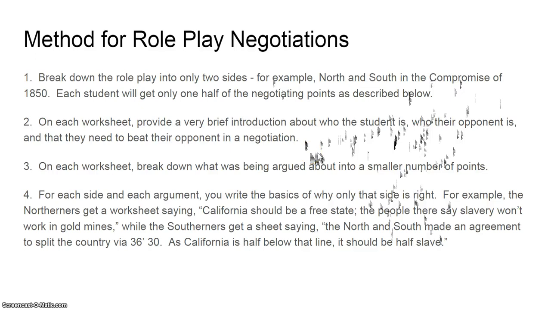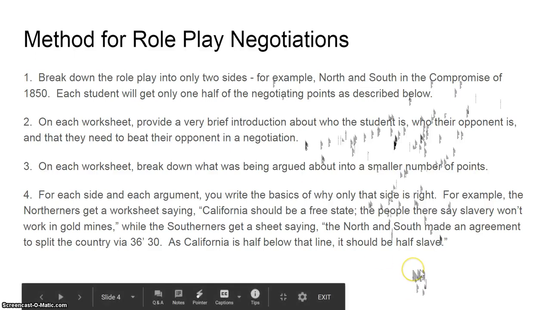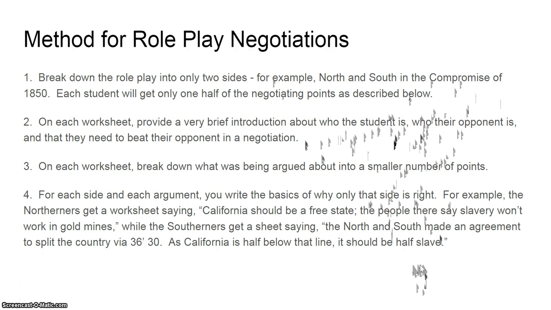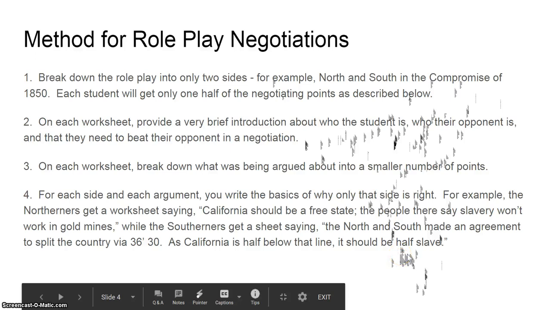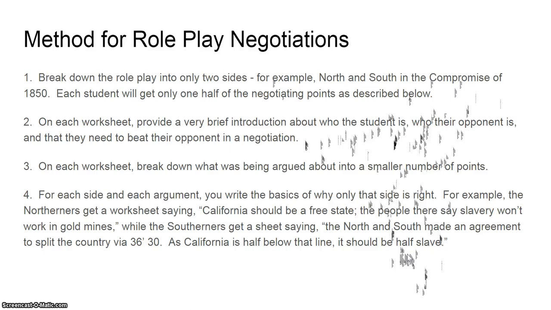For example, the Northerners get a worksheet saying, number 1, on the issue of California. California should be a free state. The people there say slavery won't work in gold mines, which is a very valid argument. While the Southerners get a sheet saying the North and the South made an agreement to split the country via 36°30'. As California is half below that line, it should be half slave. Again, while I strongly disagree with the South side as a teacher, this is a valid argument here. It's very critical that both sides have a meritorious, valid argument for each of the arguments you're presenting.